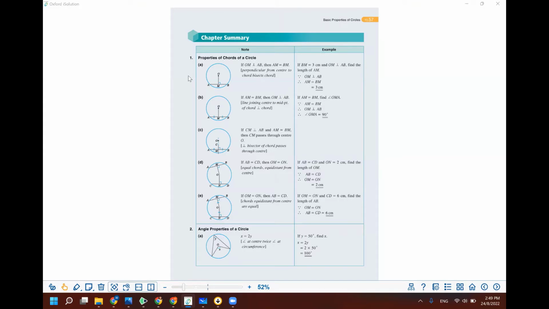The next group are 1D and 1E. They are the relation between the chords and the distance from the center. They are equal chords equidistant from the center, and chords equidistant from the center are equal.